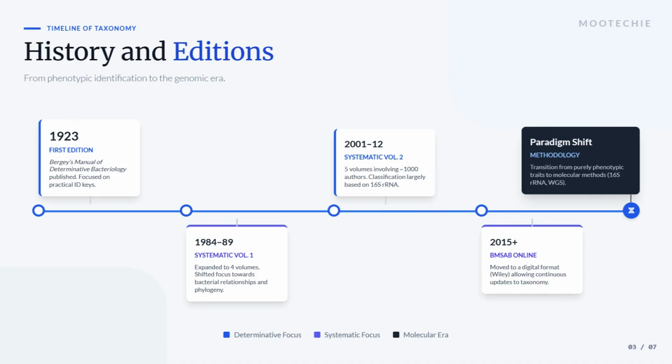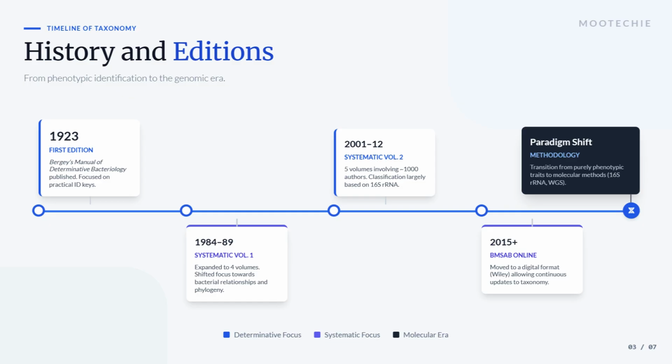In 1923, the first edition, titled Bergey's Manual of Determinative Bacteriology, was published. This initial version focused heavily on practical identification keys to help microbiologists name unknown bacteria based on their observable features. Then, from 1984 to 1989, the first systematic edition, Volume 1, was released, expanding to a 4-volume set. This marked a significant shift in focus towards understanding bacterial relationships and phylogeny, not just identifying them.